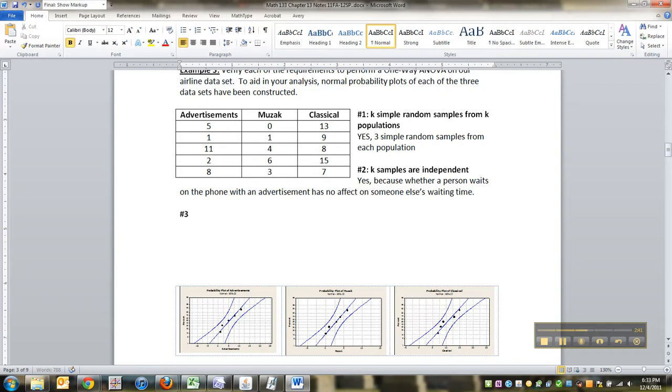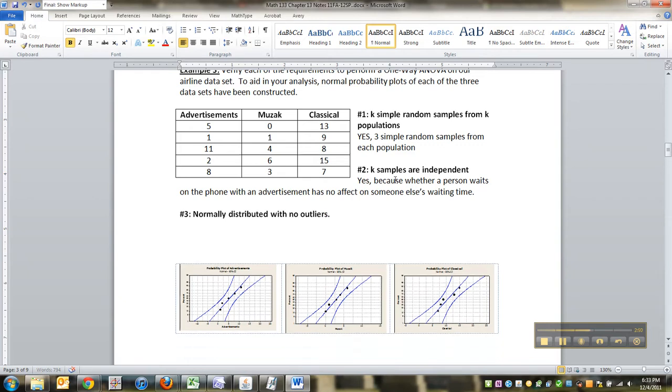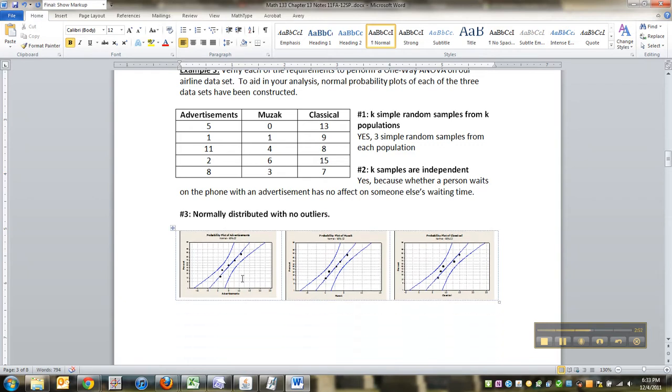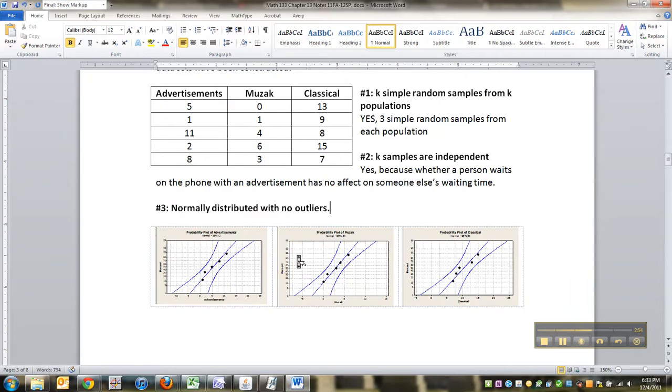All right, number 3, normally distributed with no outliers. Okay, that's why they gave us these pictures. So these pictures I made from Minitab, and you can see all of them are normally distributed. So yes, normal with no outliers. See pictures. I can just say that. Yes, see pictures. Right, they're normal, they have no outliers, life is grand.